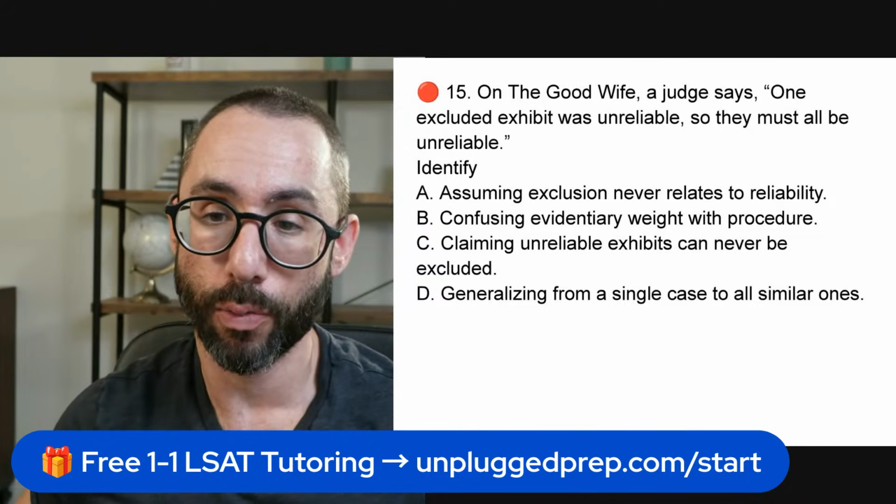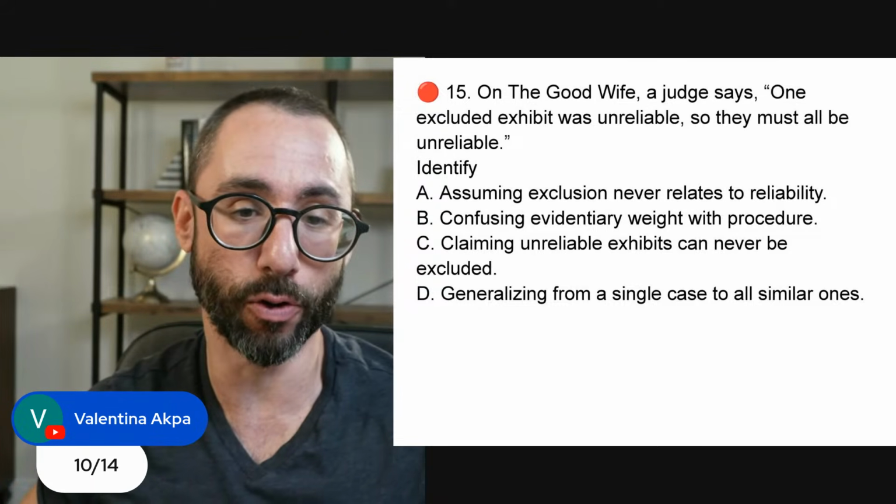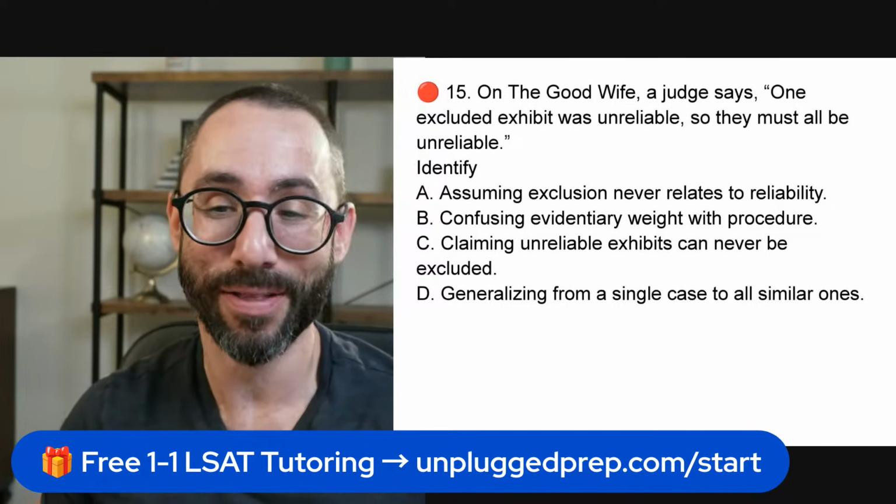We got Edward 12 out of 15. Awesome. Passion got 12. Valentina 10 for 14. Osvaldo 4 for 4. Awesome. Ginger says very helpful. Thank you. Appreciate it. Please spread the word. That's the best way you could support this.